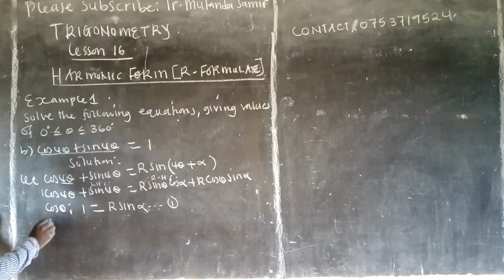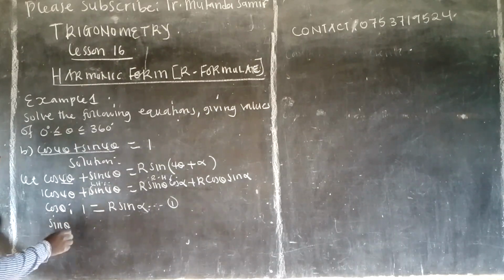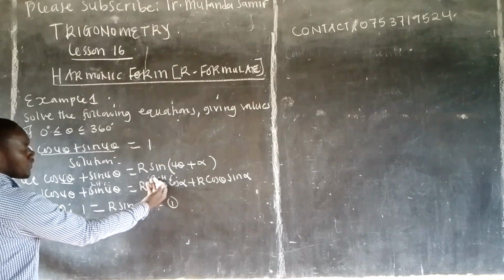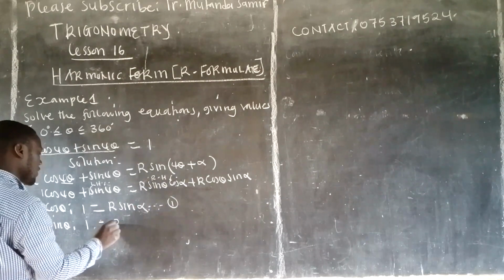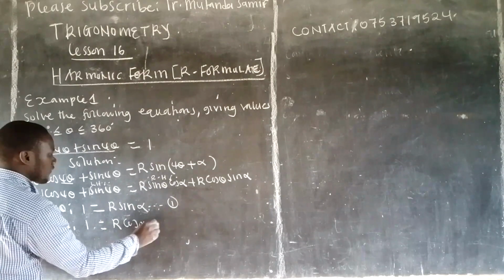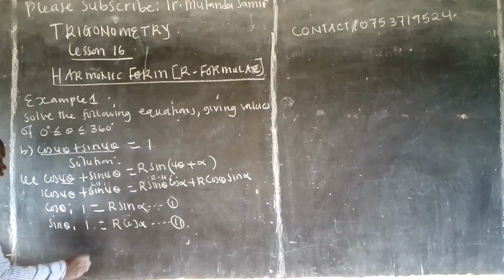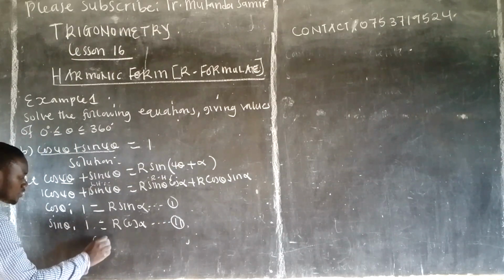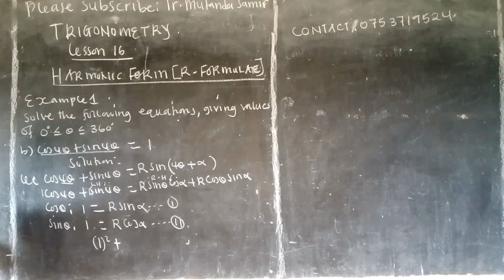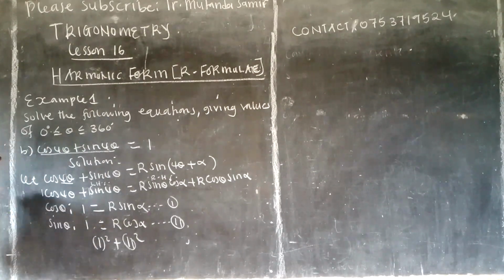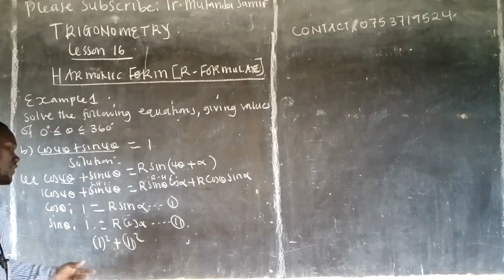Okay. Then also come and find the coefficient of sine theta. Coefficient of sine theta this side is a 1, which also equals the coefficient of sine theta. When you cover sine theta, you get r cos alpha. So that will be r cos alpha. That is equation 2. Now to get the value of r, we say equation 1 squared plus equation 2 squared. We are using the r formula. Equation 1 squared plus equation 2 squared will give us the value of r.